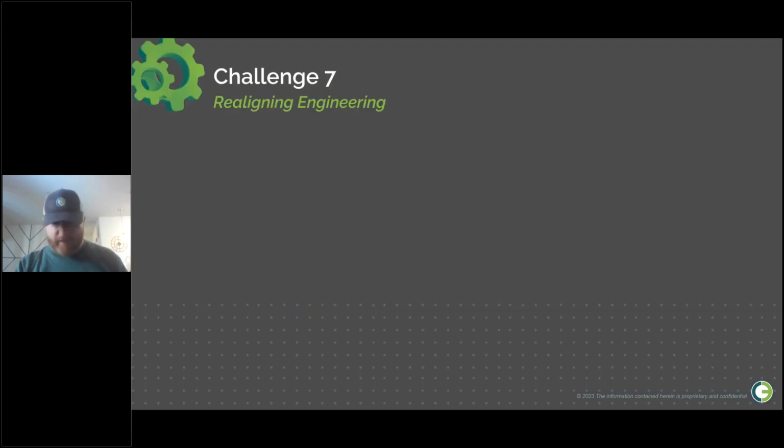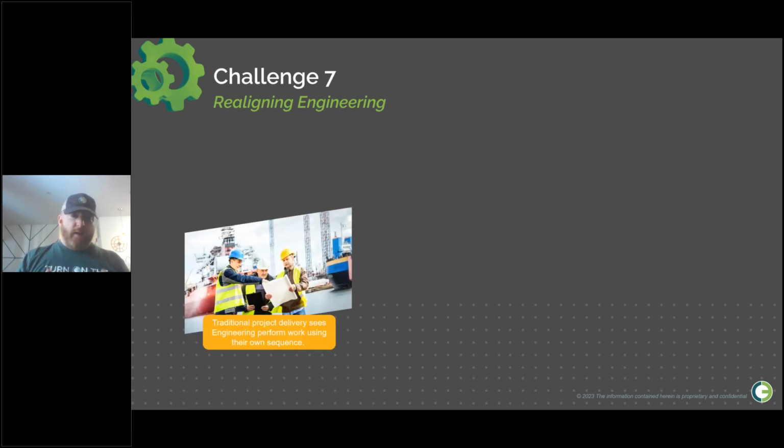Challenge 7, realigning engineering. Traditional project delivery normally sees, in the early phases of a project, engineering, along with the owner, being the ones on the project, and they're performing the work in their own sequence. They are determining, based on their experience and skills, the best way to execute this work.